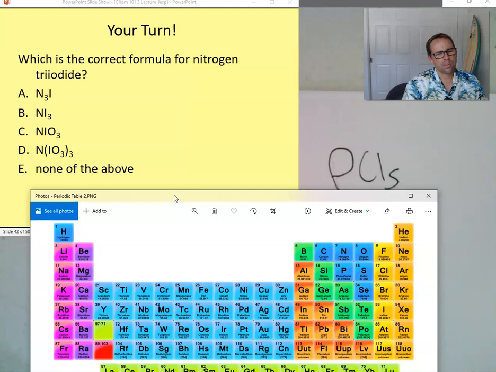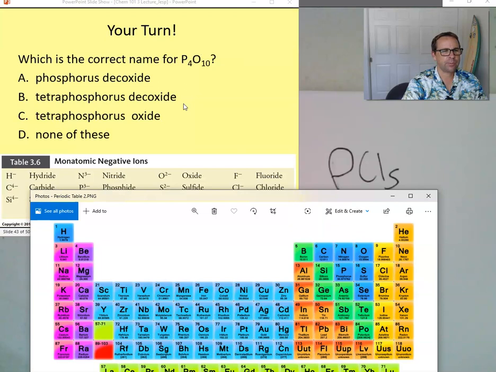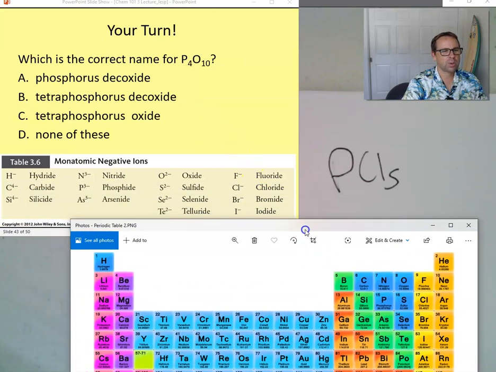That's iodine. That's right. That's iodine. But it changes to what? It changes to iodide. So what is the answer? B. That's right. Very good. The answer is B. Nitrogen triiodide is NI3. Way to go. How about this one?